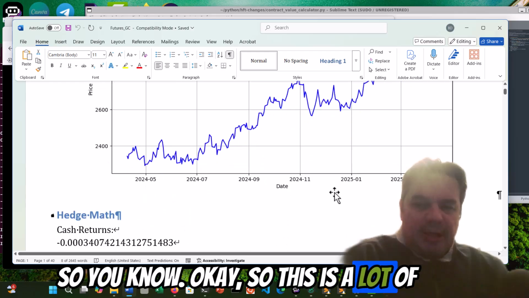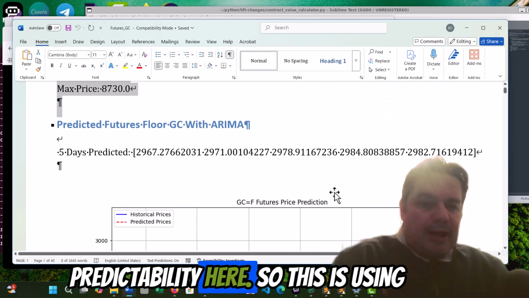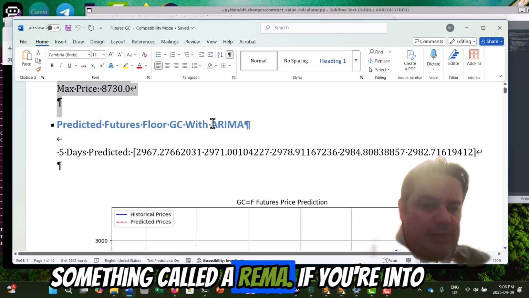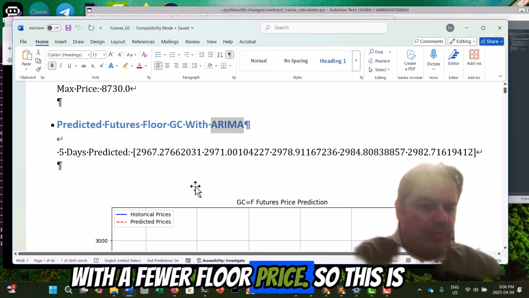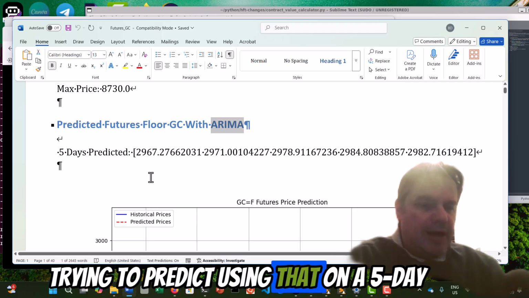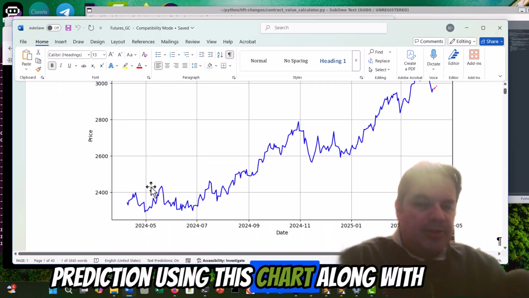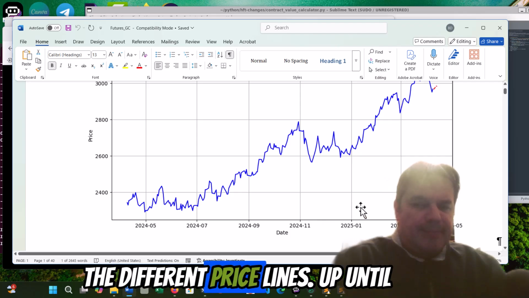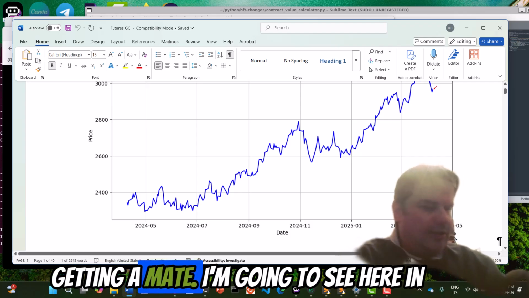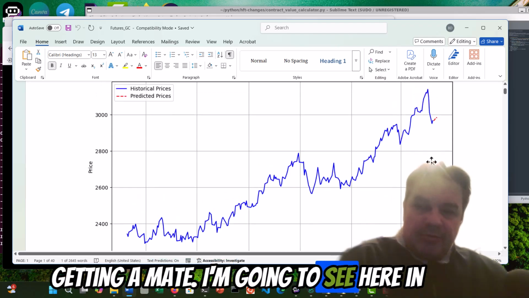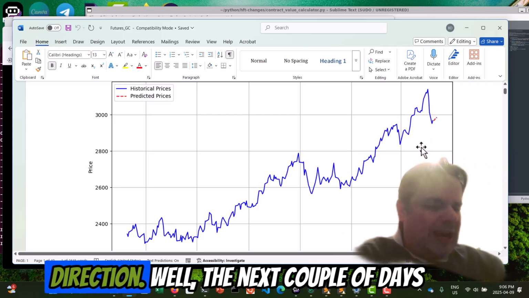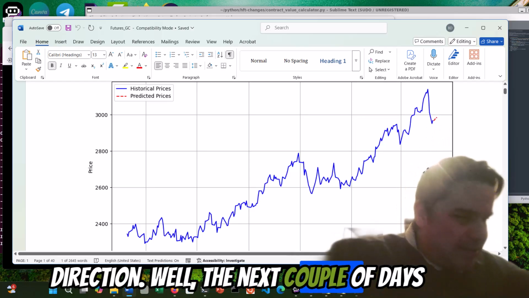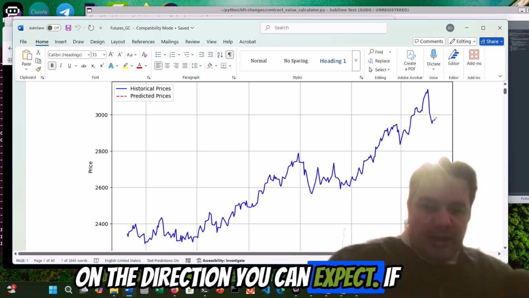Okay, so this is a lot of predictability here. So this is using something called a REMA. If you're into quant, you'll know what I mean with a floor price. So this is trying to predict using that on a 5-day prediction, using this chart along with the different price lines up until, I guess, the beginning of May. And you can see here in red that will hint at the potential direction over the next couple of days on the direction you can expect.